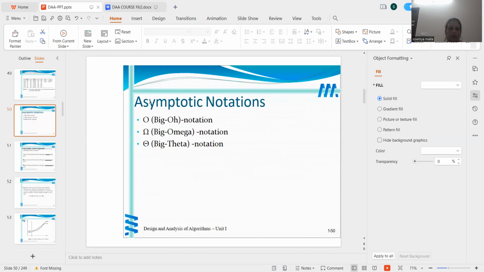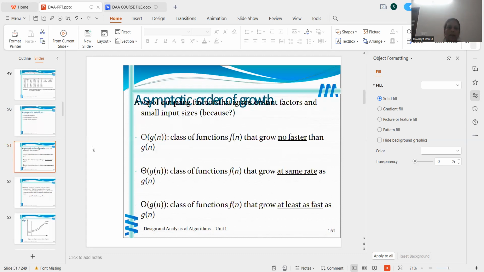First one, big O notation. Big O notation is the order of g of n, the class of functions that grow no faster than g of n. Theta of g of n is the class of functions f of n that grow at the same rate as g of n. Omega notation means the class of functions f of n that grow at least as fast as g of n.